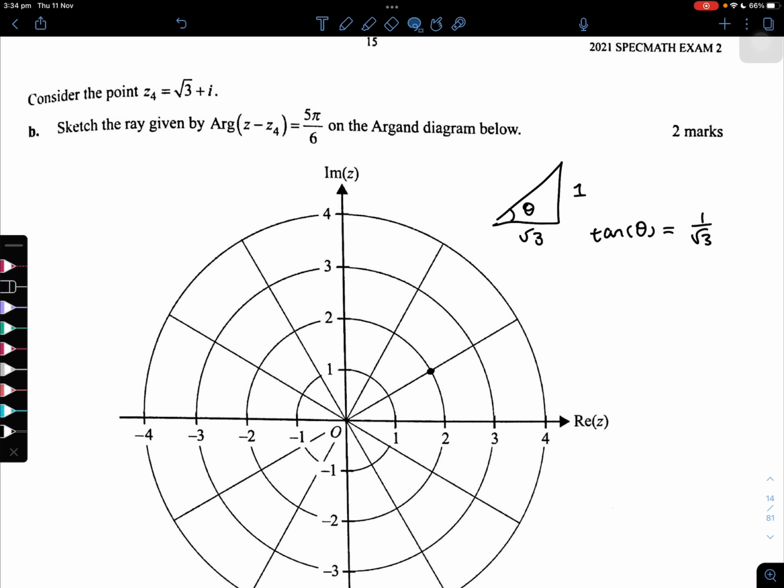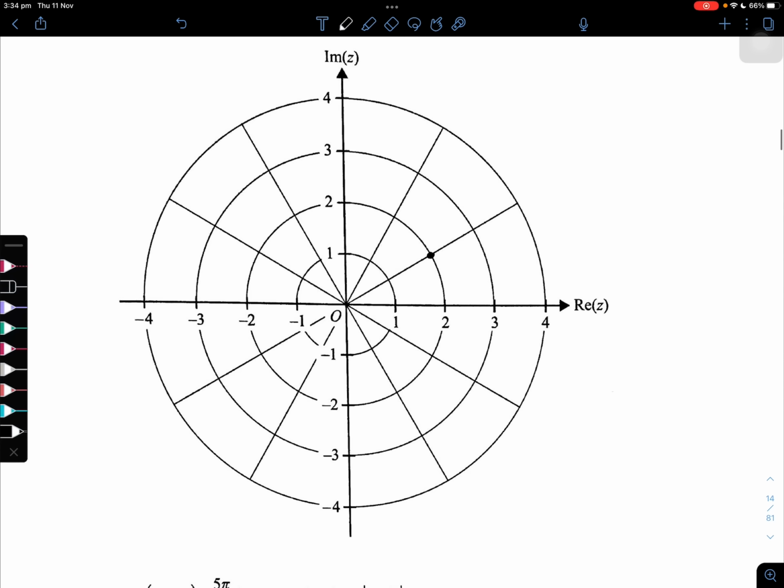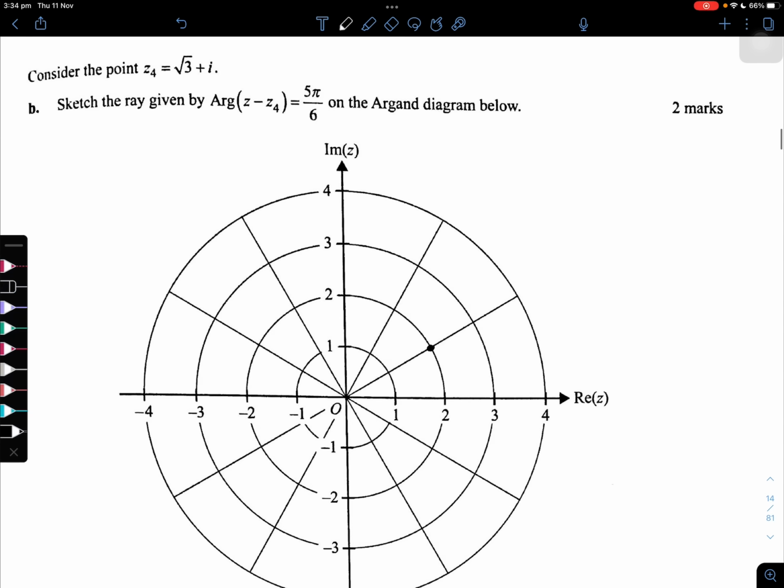And it says sketch the ray given by that on the Argand diagram below. So basically, you have a ray, it's been translated to the right up to this point, and it has an argument of 5 pi on 6. We agreed that all of these segments are 30 degrees, right? So pi on 6 by itself. So all we need to do is 2 pi on 6, 3 pi on 6, 4 pi on 6, 5 pi on 6, right? So 5 pi on 6 is this line.